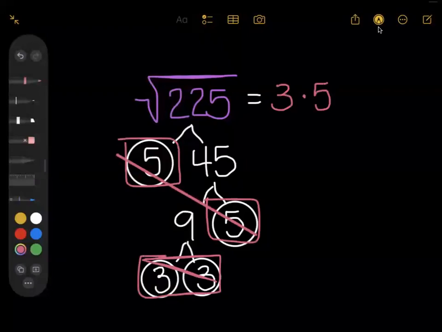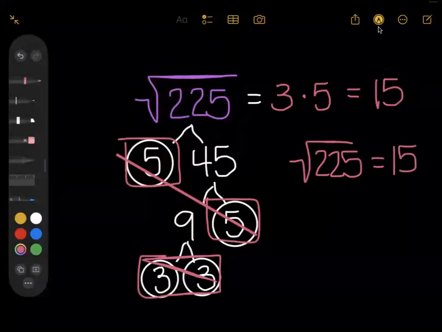Now to finish it up, 3 times 5 is 15. So the positive square root of 225 is 15, and the negative root would be -15, because -15 times -15 would also give me a positive 225.